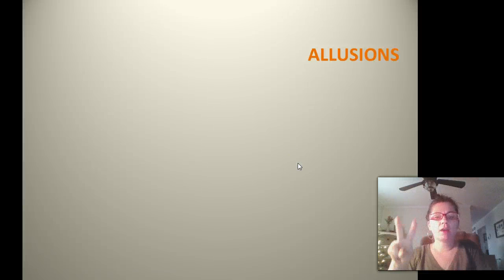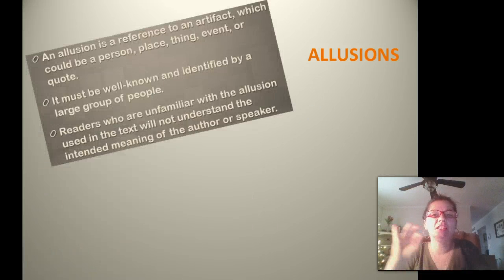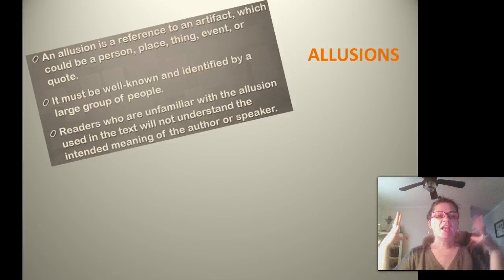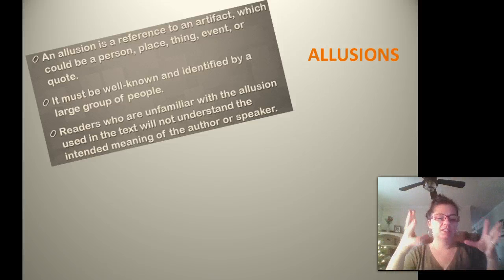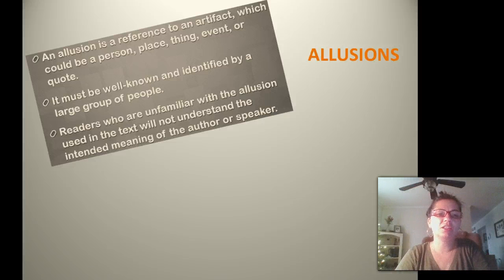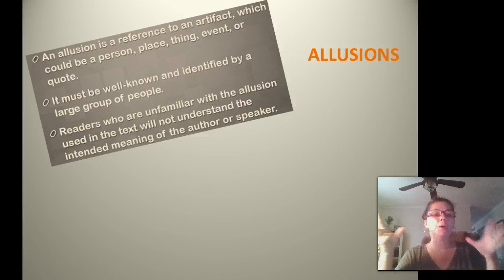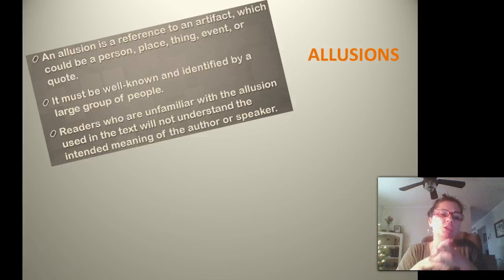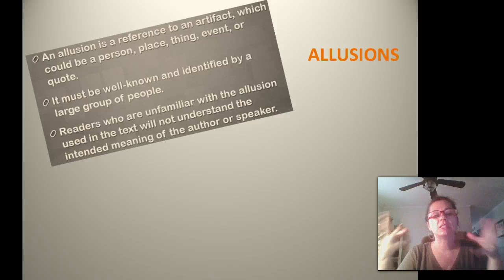Hey everyone, today we're going to cover two poetic devices, and the first one is allusions. An allusion is a reference to something in poetry. So the poetry is written and there's something in there that looks familiar to you, that's called an allusion. That thing must be well known and identified by a large group of people, and readers who are unfamiliar with the allusion used in the text will not understand the intended meaning of the author or speaker.